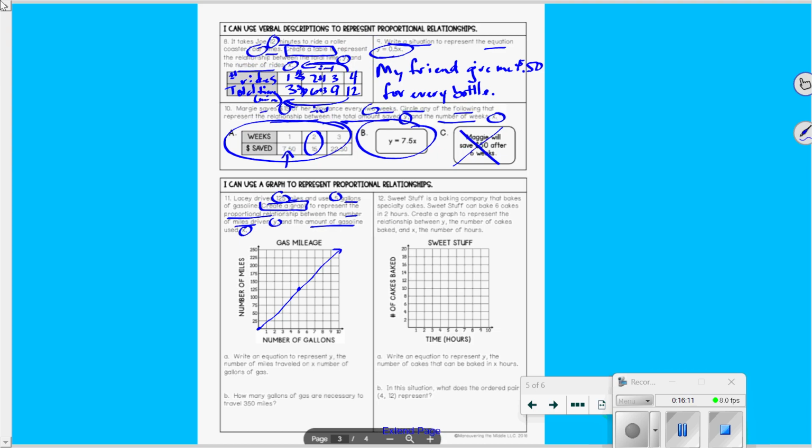Guess what happens if there's not an arrow at the end? It keeps going on forever and ever and ever. If there's not an arrow, it means it stops. Does this relationship stop? No. So would you get full credit? No. Right? Yes.